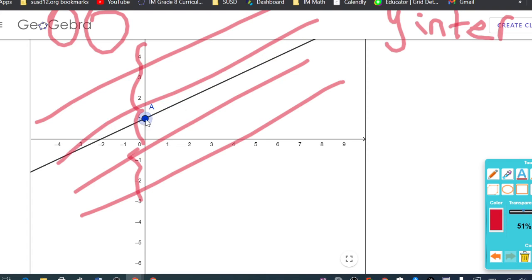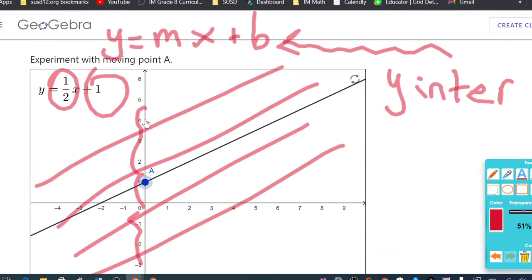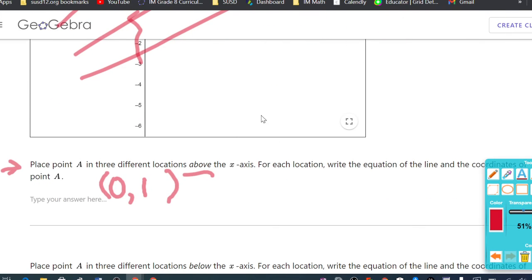It is at now, there. And the equation of the line is 1/2 x plus 1. Okay, let's write that equation here. Y equals 1/2 x plus 1. Okay, let's put it at a different point.